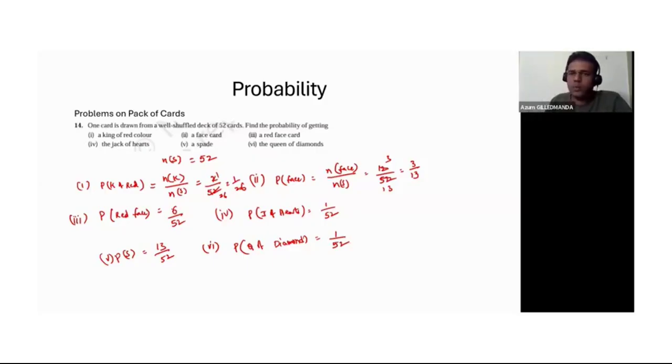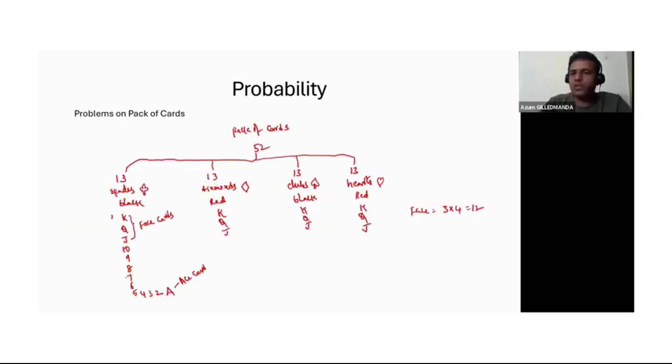So these kinds of problems you will get from the pack of cards. So basically what you need to understand is the structure of the pack of cards. The structure is 52 cards divided into four sets: spades, diamonds, clubs, and hearts. Spades and clubs are black, diamonds and hearts are red. And then you have three face cards, K, Q, J, and then you have numeric cards, 10, 9, 8, 7, 6, 5, 4, 3, 2, and there is an ace card.